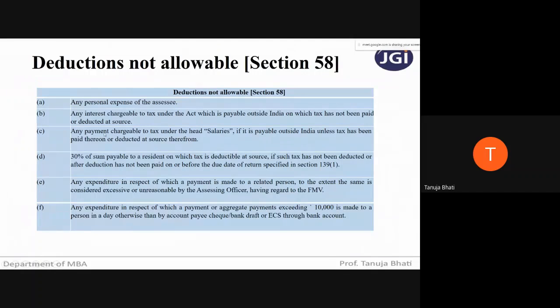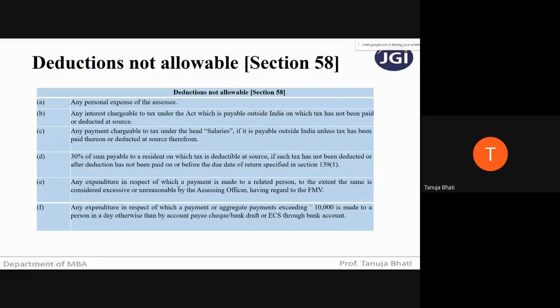Any payment chargeable to tax under the head salary, if it is paid outside India and tax is not deducted, you will not get a deduction. 30% of a sum payable to a resident on which tax is deductible at source, but if such tax has not been deducted, or after deduction has not been paid before the due date, no deduction will be allowed.